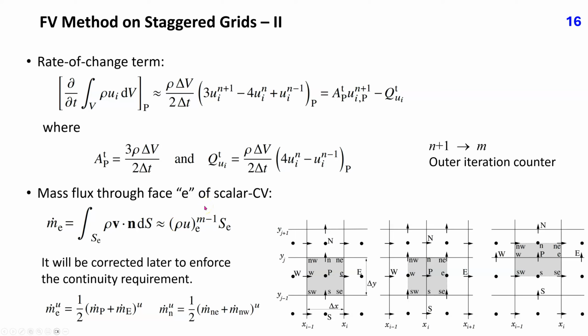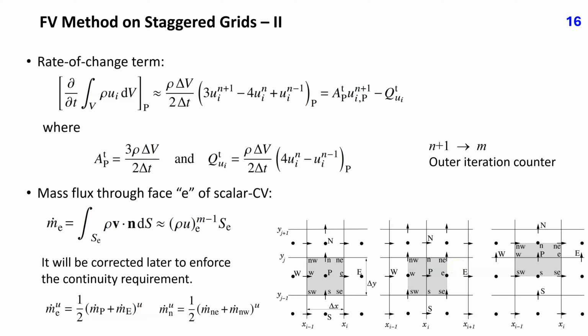The mass fluxes are computed for the faces of the scalar control volume at the end of one outer iteration after the pressure correction equation is solved and velocities are corrected so that they satisfy the continuity equation. At the faces of velocity control volumes, interpolation is required.